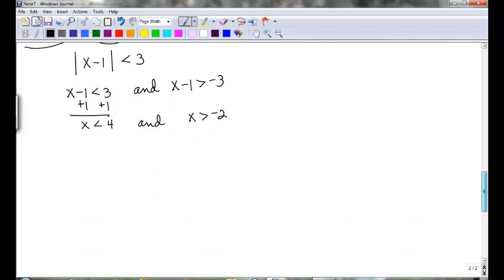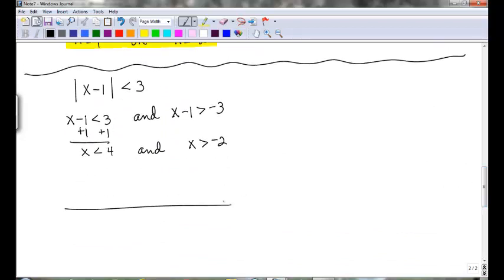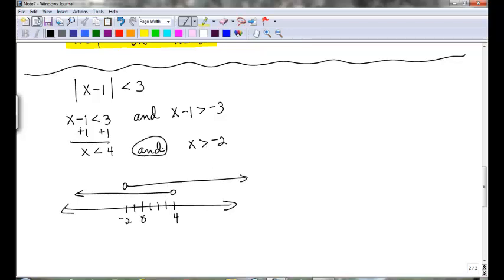Okay? Now, if you were graphing this, if I graphed it on a number line, it would look like this. This is back in the Algebra 1. x is less than 4. Okay, so it'd be an open circle and an arrow to the left. x is greater than negative 2. So it'd be an open circle and an arrow to the right. And in an and statement, you can combine them. So it goes back to final answer, x is greater than negative 2 and less than 4. Okay?